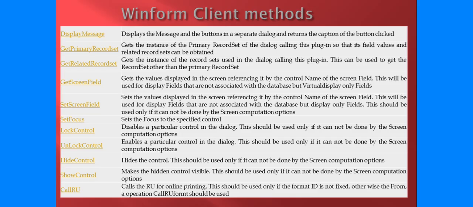Hide control hides the control. This should be used only if it cannot be done by the screen computation options. Show control makes the hidden control visible. This should be used only if it cannot be done by the screen computation options. Call RU calls the RU for online printing. This should be used only if the format ID is not fixed. Otherwise the from operation call ruformed should be used.